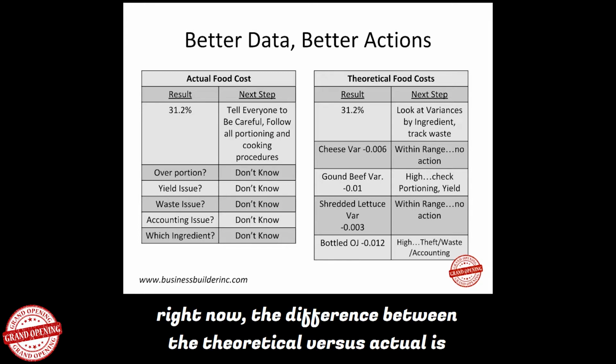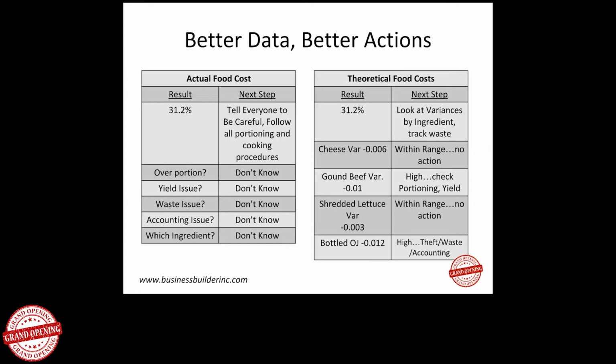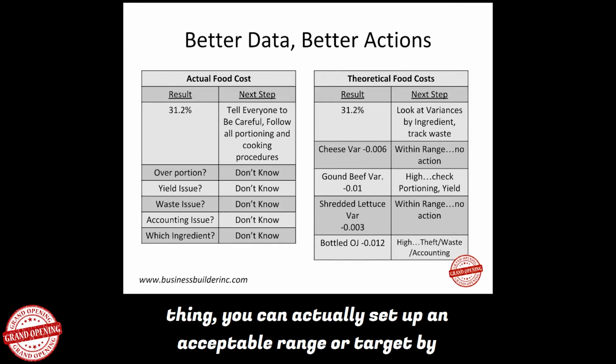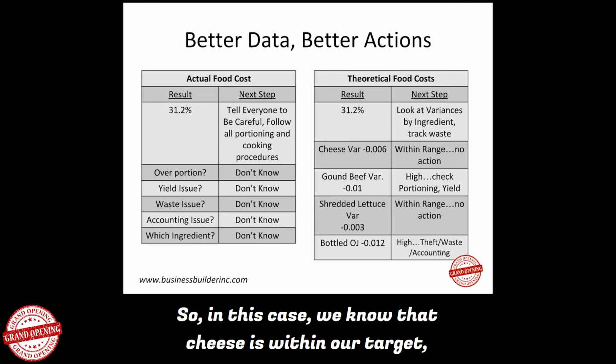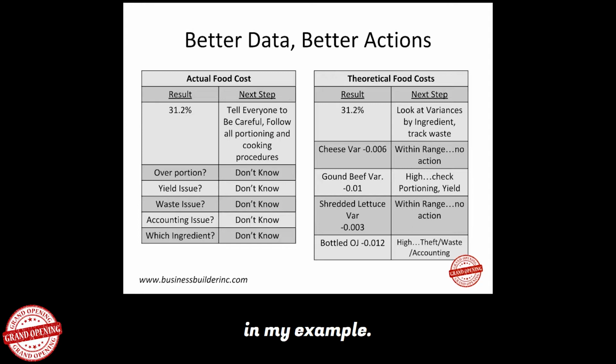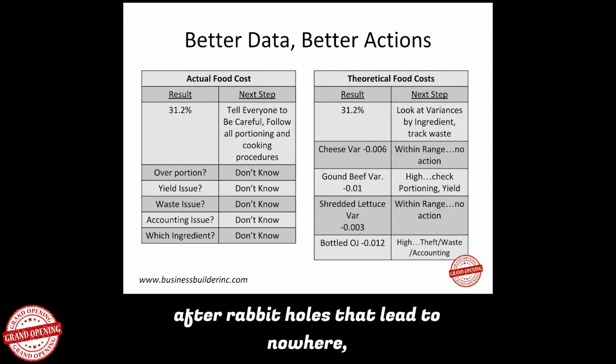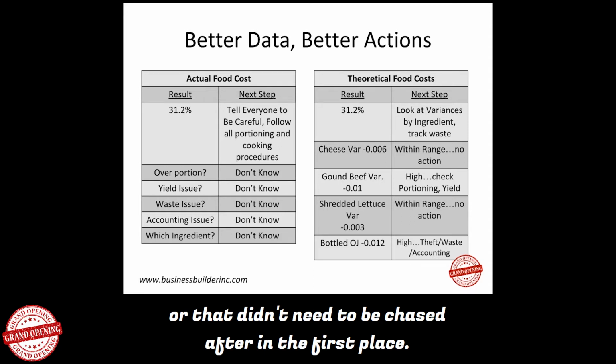Cheese variance, right now, the difference between the theoretical versus actual is minus 0.006. Well, when you set those up, this is the other wonderful thing, you can actually set up an acceptable range or target by ingredient. So in this case, we know that cheese is within our target in my example. So guess what? It's within range. Don't waste your time. Again, your time is valuable, and you don't need to waste it chasing after rabbit holes that lead to nowhere or that didn't need to be chased after in the first place.